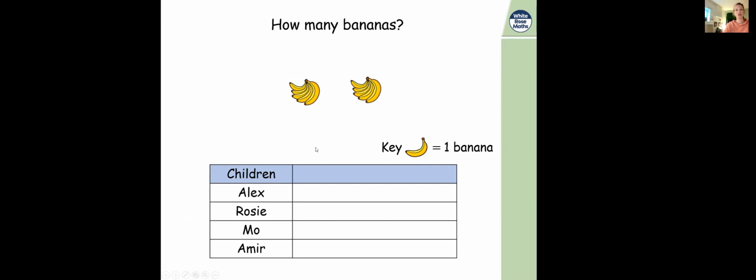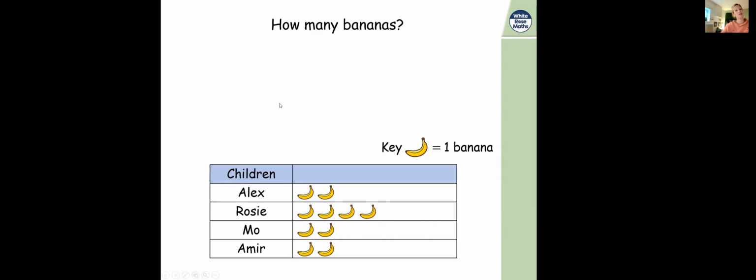So let's see what it looks like when those children have eaten their snack. Okay. What does this table tell us? What is the information we can get from this table? Well, I can definitely see, without even using my counting brain, that Rosie ate the most bananas, didn't she? She's got 1, 2, 3, 4 bananas. There's definitely more there. Alex, Mo and Amir all had 2 each. They had the same amount. Maybe Rosie was feeling extra hungry.